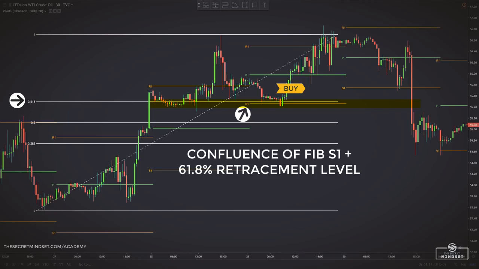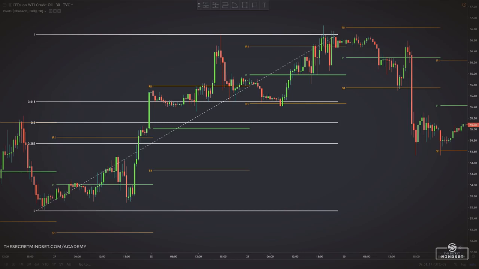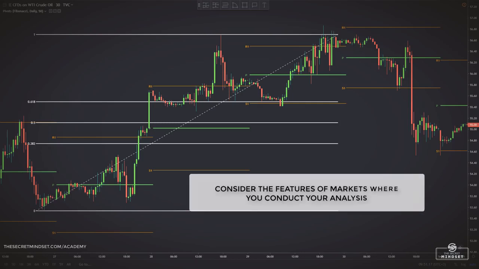While trading with the Fibonacci pivot points, you have to follow some important rules. You have to use money management and risk management techniques. Also, you should take into consideration the features of the certain markets where you conduct your analysis, because the price reacts in one way on the Forex market and in a completely different way on the stock market, for example.